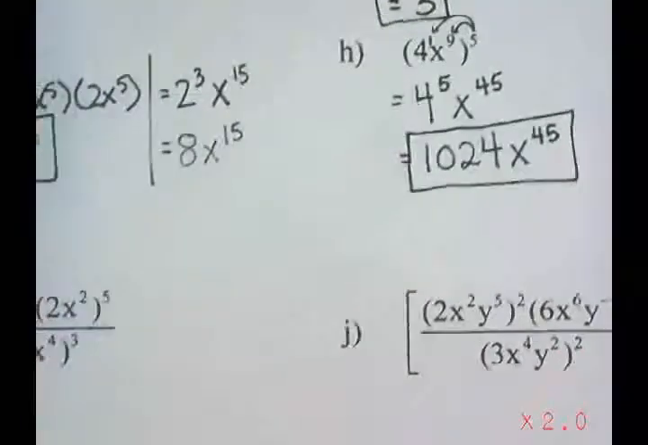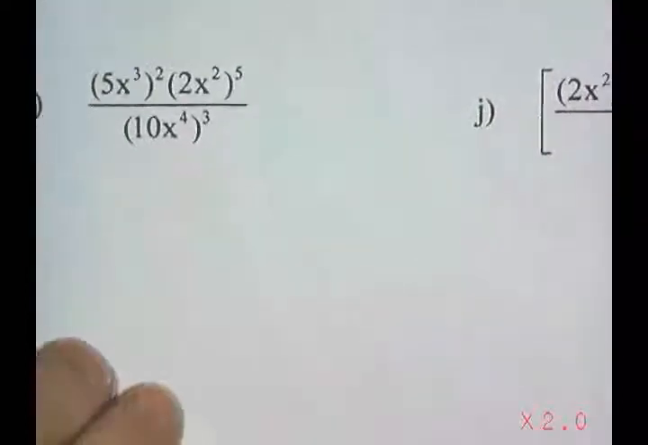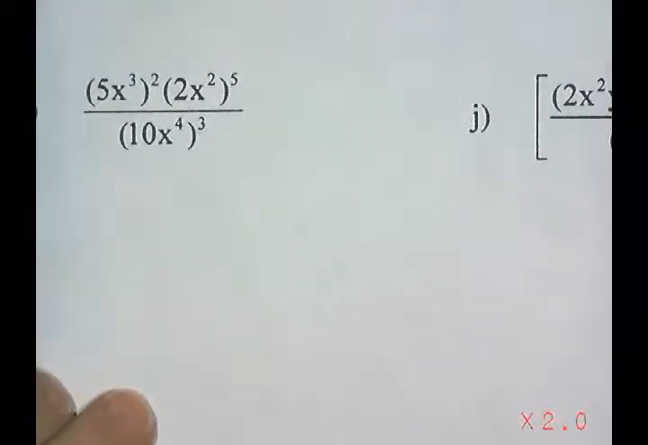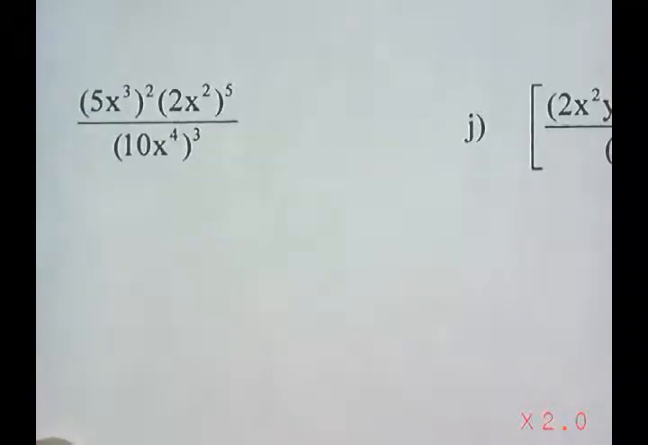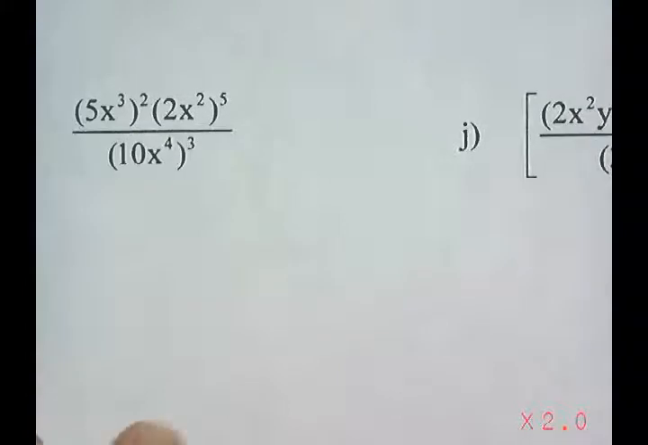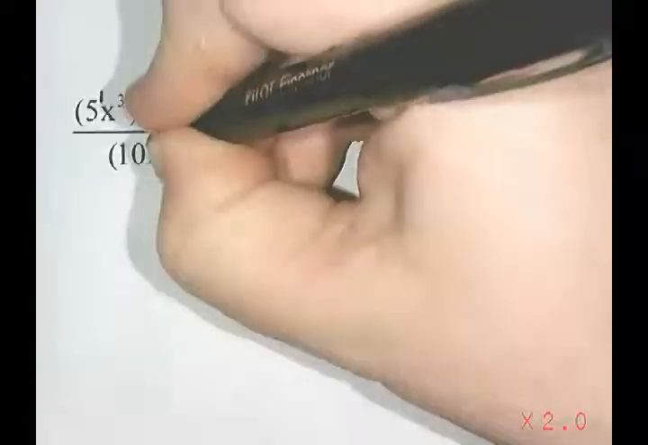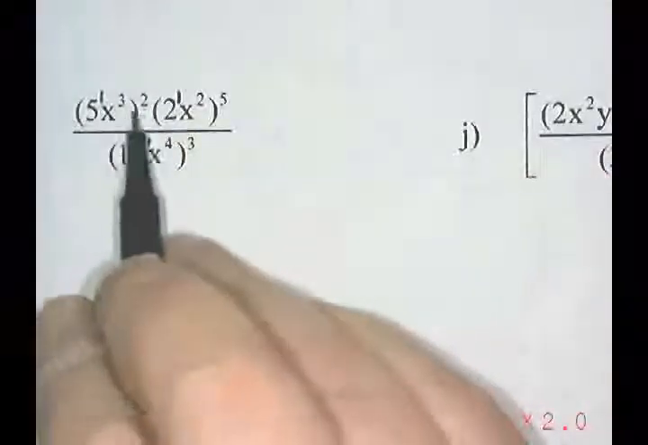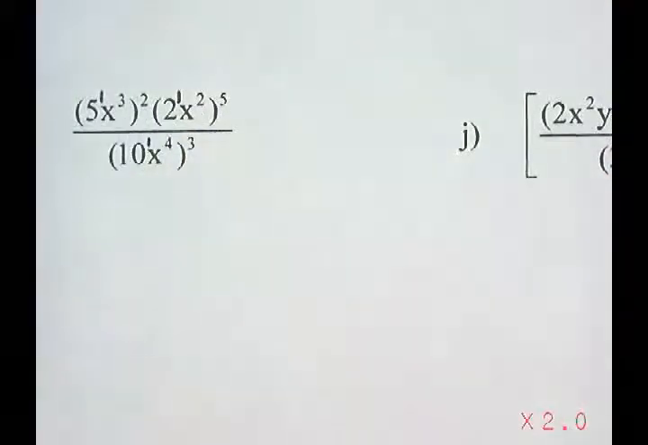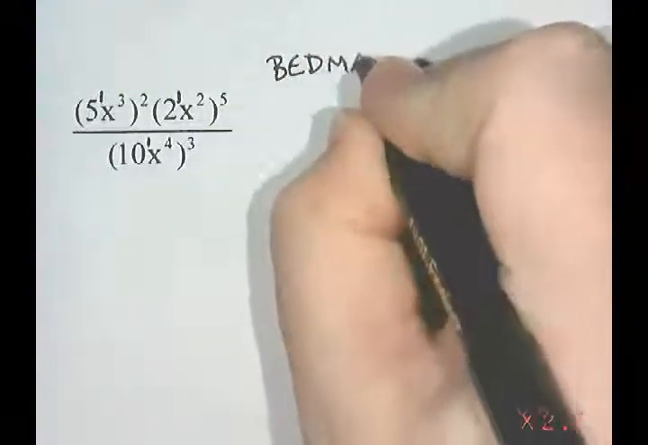All right, the last two examples have multiple steps to them. So we're going to start with 5x cubed squared times 2x squared to the 5, and then divided by 10x to the 4 to the 3. So the first thing I'm going to do is put in all those invisible exponents of 1, because I see that I have exponents on the outsides of all of those brackets. And I am going to follow my BEDMAS rules.